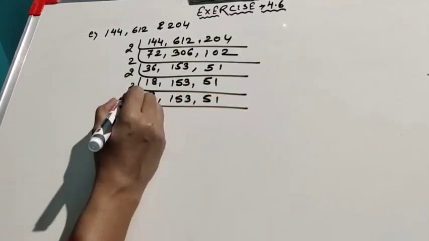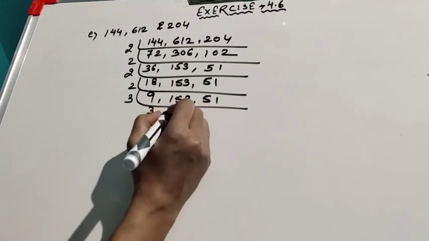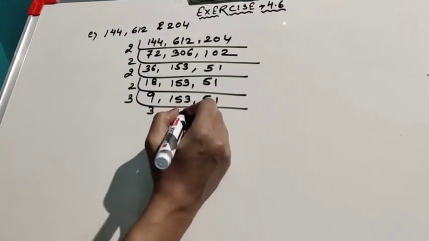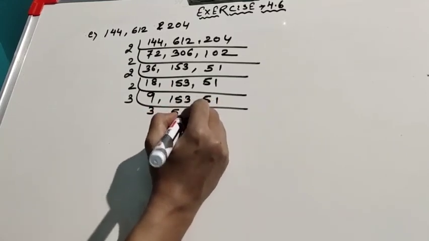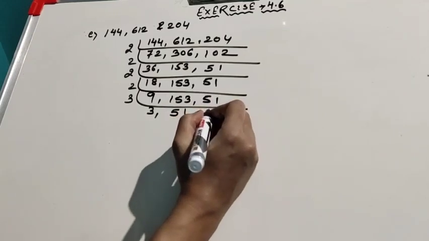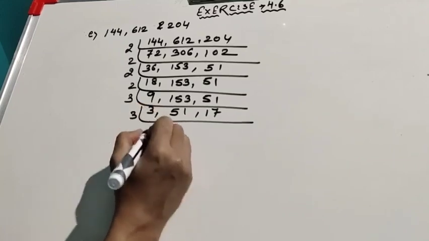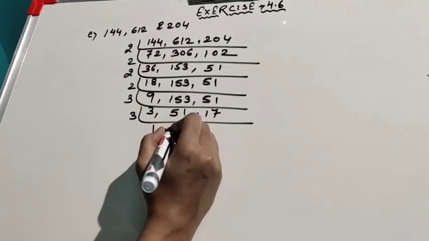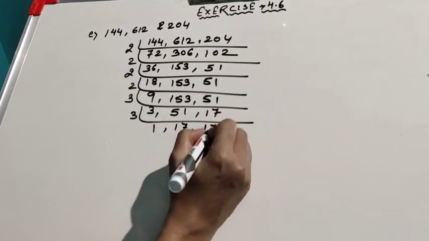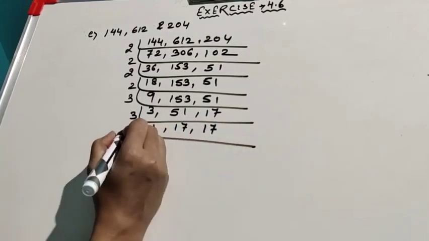Now go with the 3 table. 3 3s are 9, 3 5s are 15, 3 1s are 3, 3 7s are 21. Again we will go with the 3 table. 3 1s are 3, 3 7s are 21, 17. 17 will be divided only by 17.